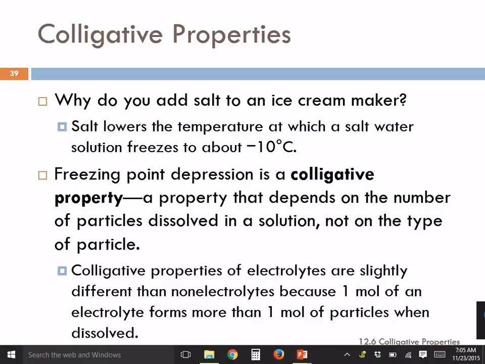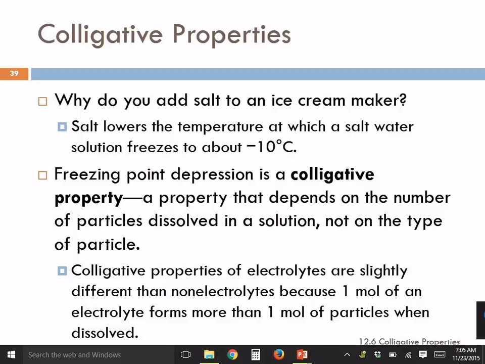Colligative properties. Have you ever made ice cream at home? And you have to put salt on the ice or it just doesn't work. Do you know why you add salt? It makes the temperature of the ice colder. It seems kind of weird, doesn't it? Isn't the ice cold? Well, ice is cold, but when you put salt on it, it gets colder.